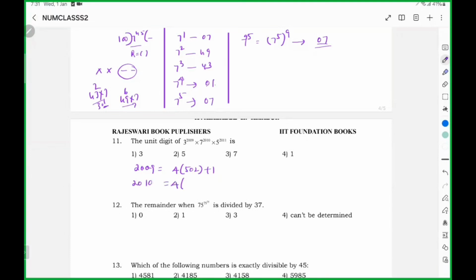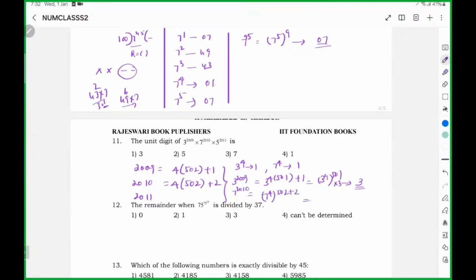2010 also is 4 into 502 plus 2. 2011, no need to write because every power of 5 ends with 5. Here 3 power 4 ends with 1. 7 power 4 also ends with 1. 3 power 2009, we can write 4 into 501 plus 1. 3 power 4, 501 times ends with 1, into 3, ends with 3. 7 power 2010, we can write 4 into 502 plus 2, so 7 power 4, 502 times, into 49. It ends with units place 9.